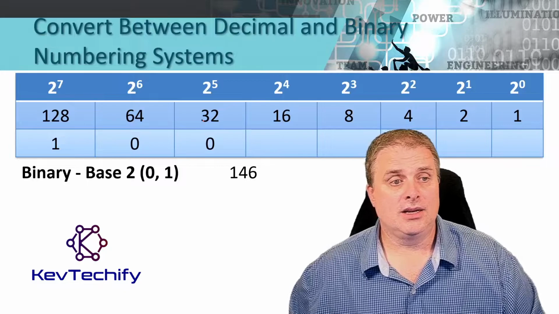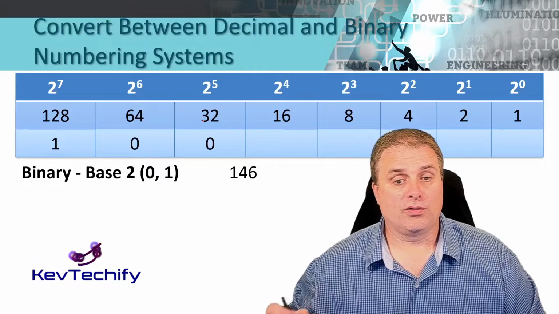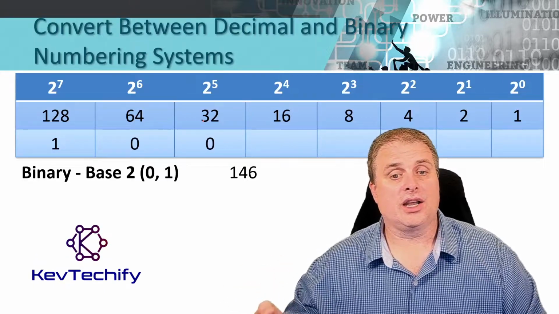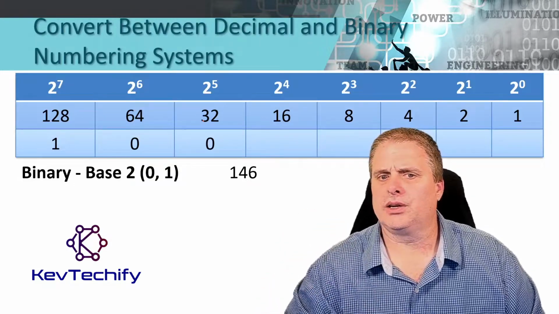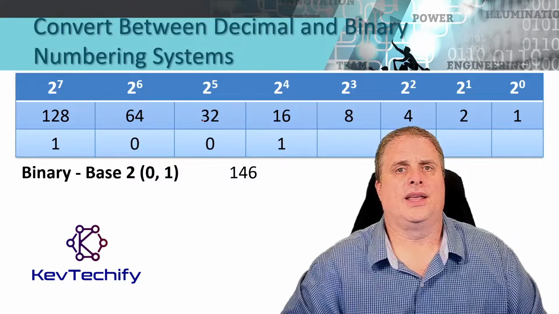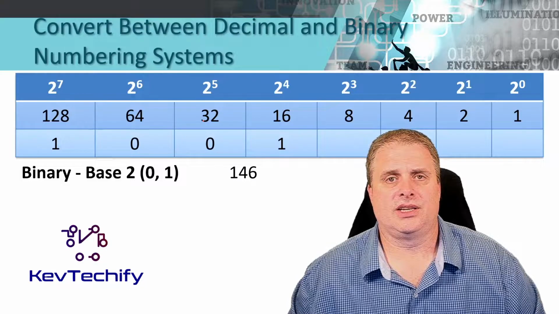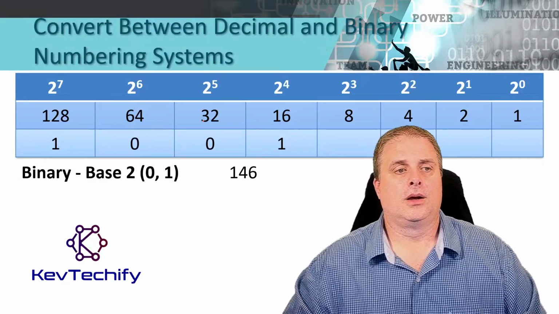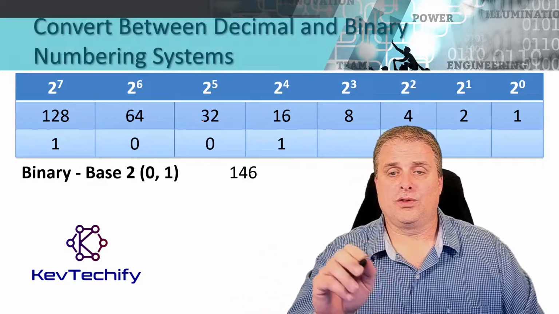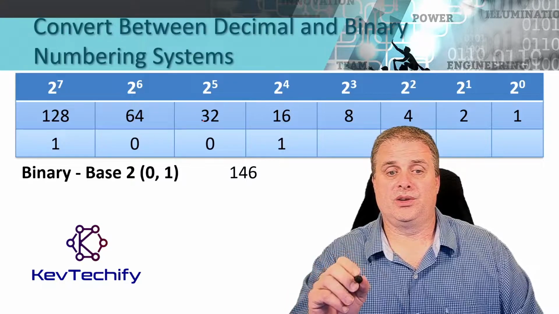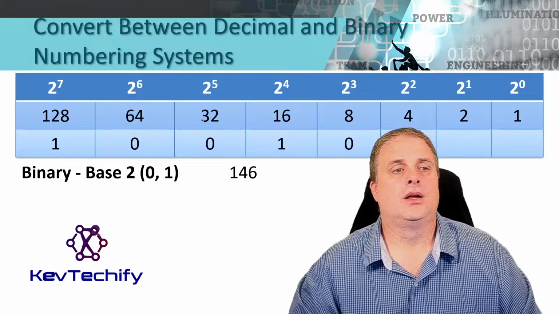128 plus 16 gives us 144. 144 is below that. We haven't overshot our target yet, so we can take a 128 and a 16. We're still not at 146, but we're getting closer. And we can put a 1 in that fifth column there. Through to the fourth, the 16's column. 128 plus 16, and our next number is 8. Add those together. 144 plus 8 gives us 152. Oh, we overshot 146, so we cannot use an 8. Go ahead and put a 0 in that column.